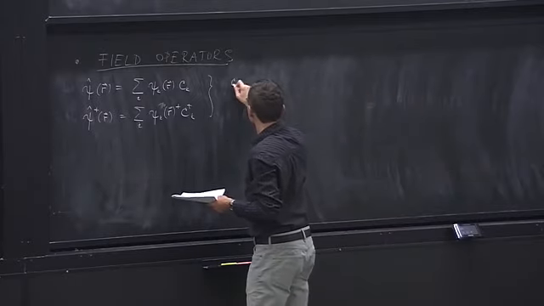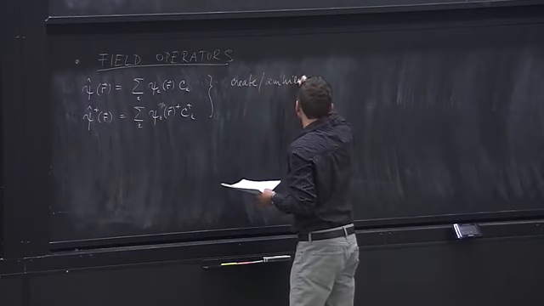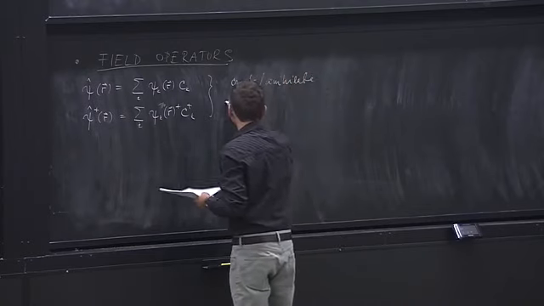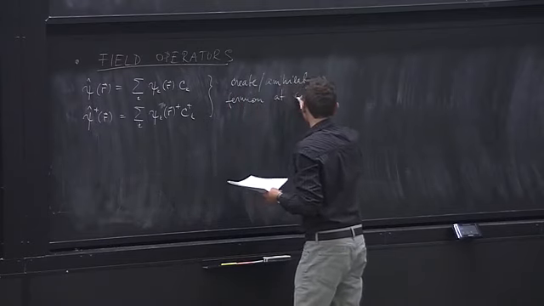So these create or annihilate a fermion in this case at spatial point r.